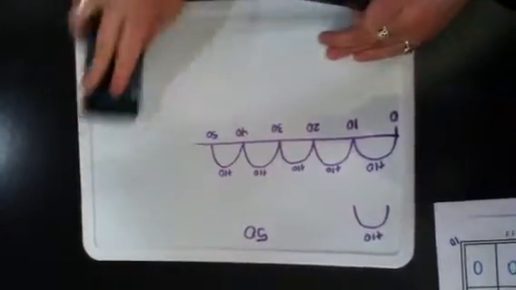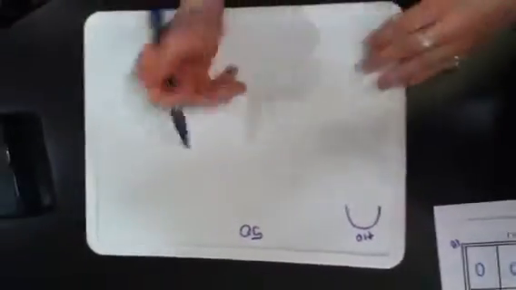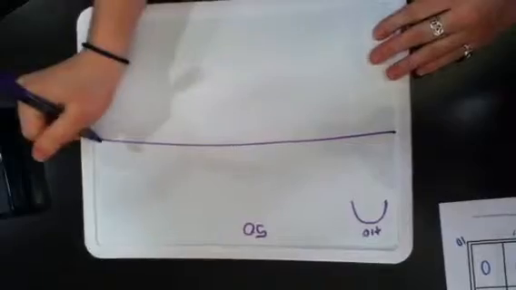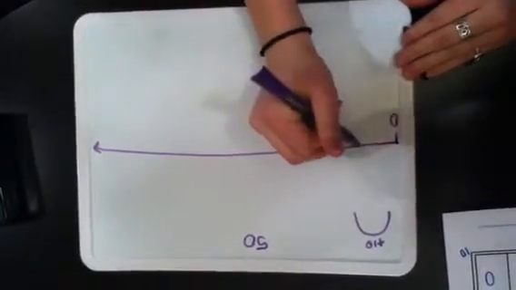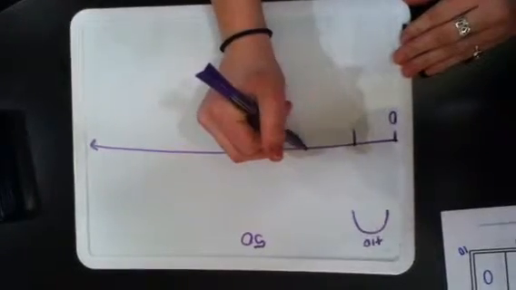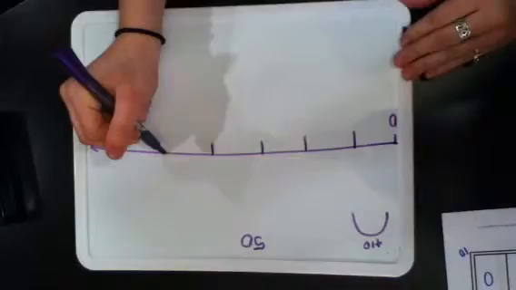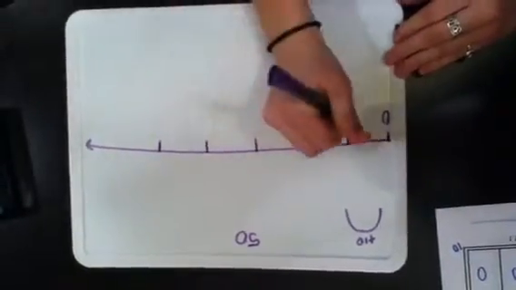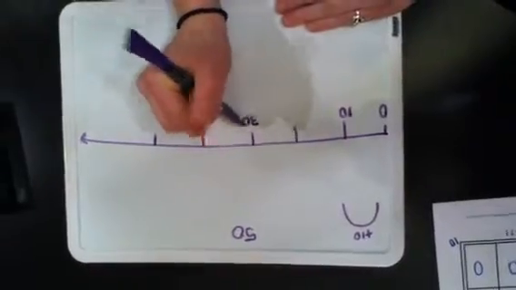Another great way for students to practice using number lines and also counting by tens is to draw a number line. So we're going to be counting to 50 again. So we have 1, 2, 3, 4, 5. And then fill in some of them but leave some of them blank. So we're going to leave the 20 blank here.